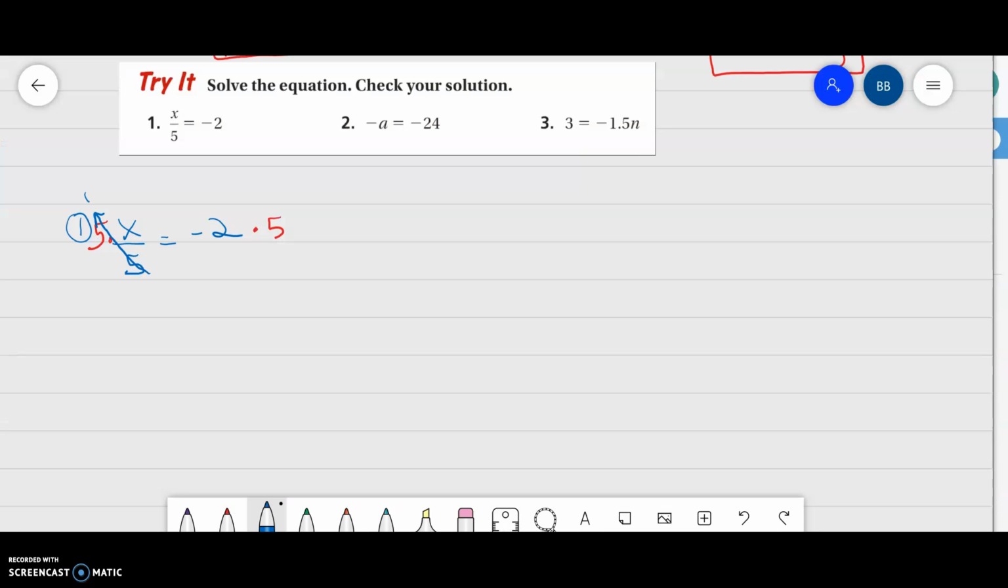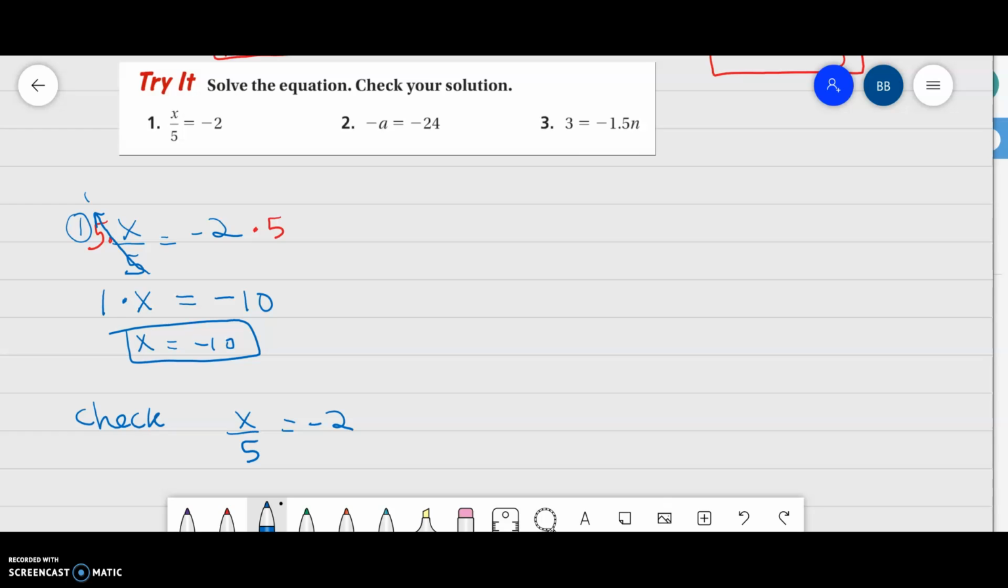Write for your next line 1 times x equals negative 2 times 5, which is negative 10. So x equals negative 10. And then if we do a check, we substitute negative 10 into our original equation. So our original equation was x over 5 equals negative 2.